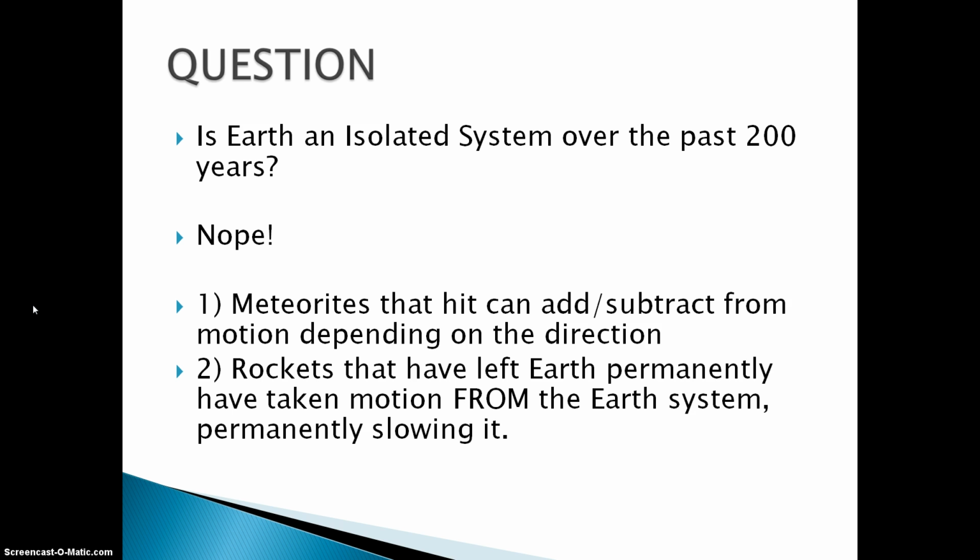So every time we send a rocket to outer space and it never returns, Earth is now permanently slower. So in many billions of years, actually a couple billion years from now, when Earth finally stops and gets exploded by the sun, it's now a tiny bit less where it should be because we use its motion to keep on moving rockets.